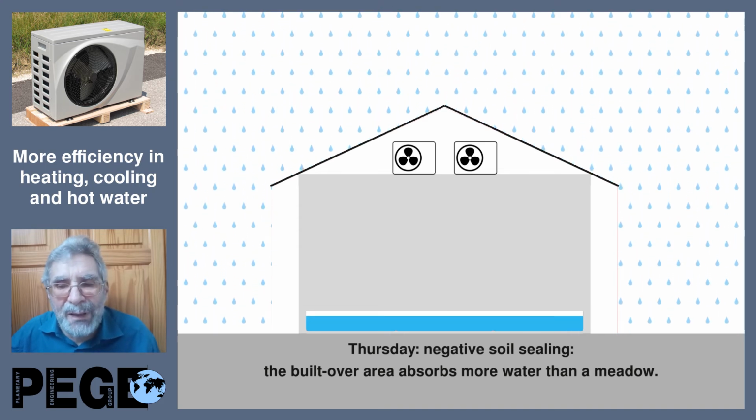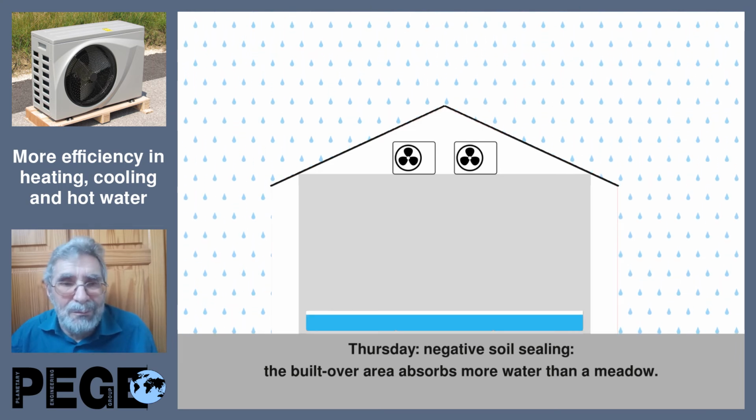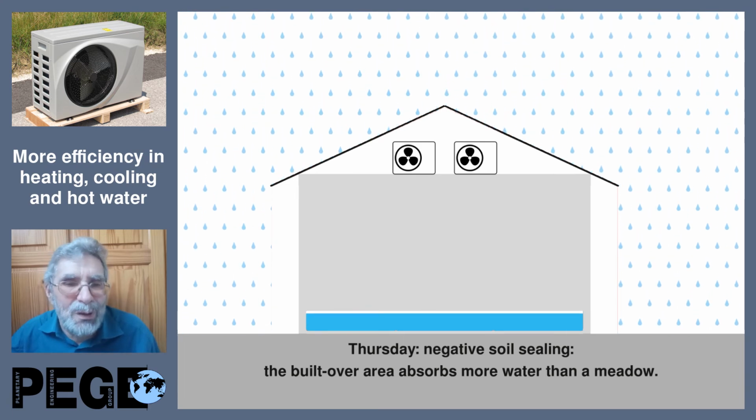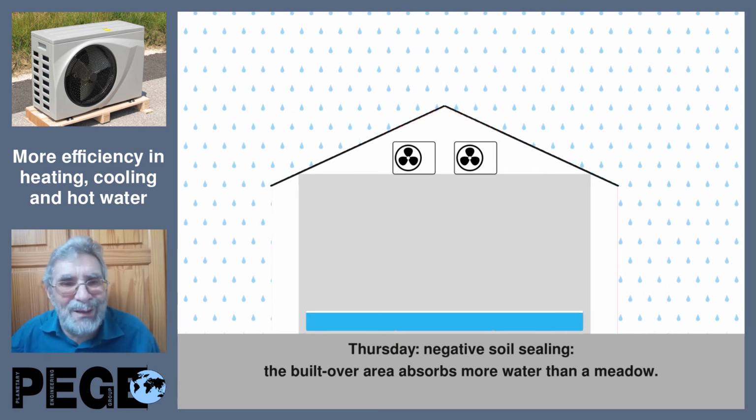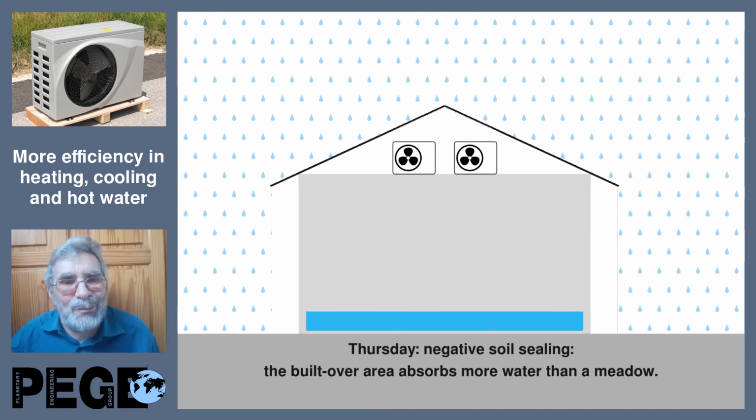The built over area absorbs more water than a meadow. And we have destroyed this argument against making a new house. We have negative soil sealing. You can go away with your soil sealing arguments.